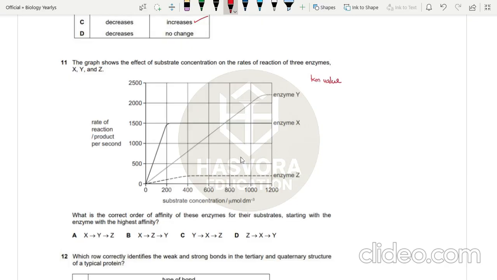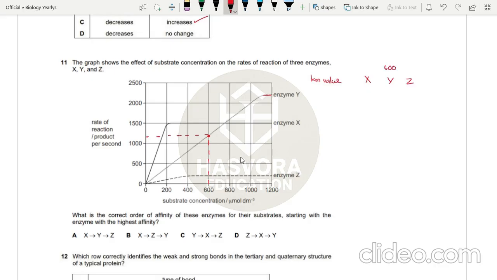Now first of all, let's take out the Km value of X, Y and Z. So the Km value is the substrate concentration at half the Vmax. So Vmax for the enzyme Y is this point. So half of this will be about this point. So this will be the point of half Vmax, and just be very careful that when you are looking for the enzyme Y, you are also plotting on the line of it. So this will be the substrate concentration of the enzyme Y at half Vmax. So it is about 600.